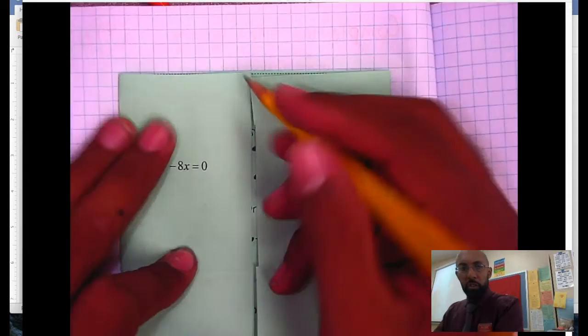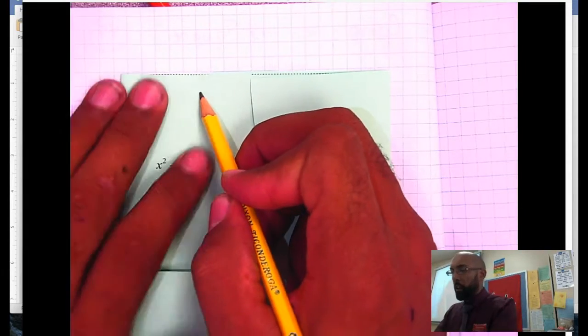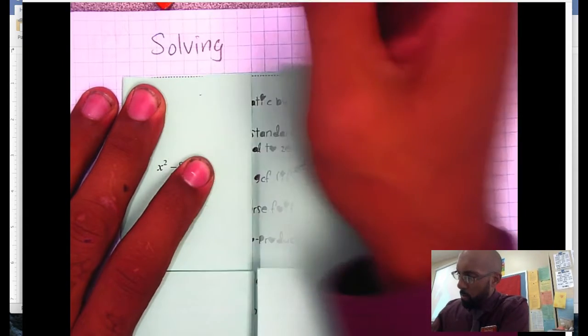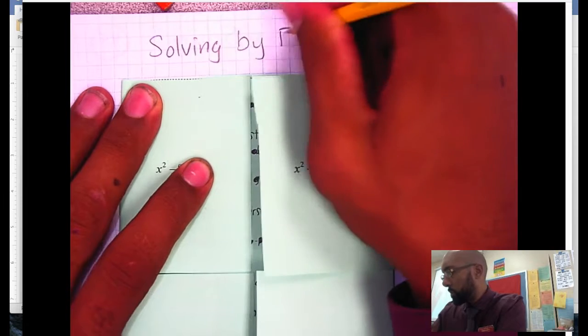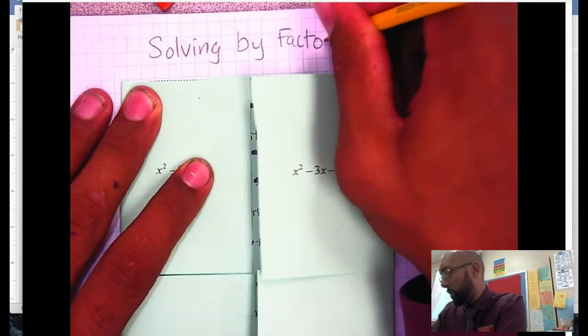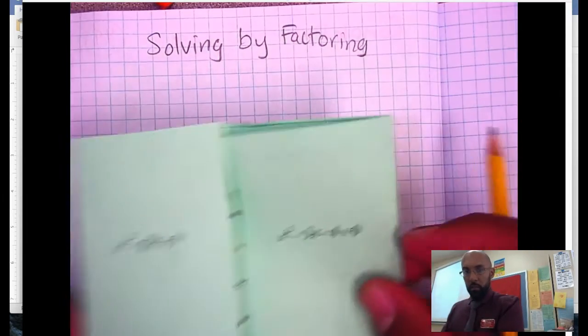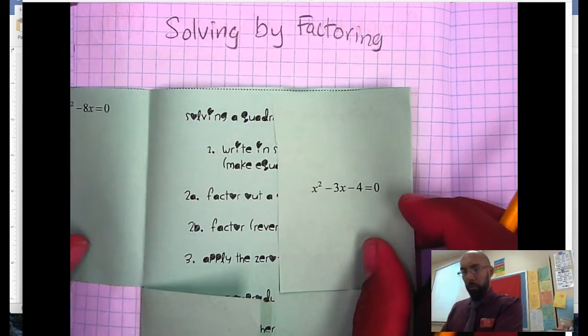Alright, so what you want to do is first title your page Solving by Factoring. Now I didn't glue this in yet because it's easier for me not to glue it in before I do these notes, because usually in the notebook it gets kind of hard when you have to open the flaps. Okay, so I'm going to do it just on the table.